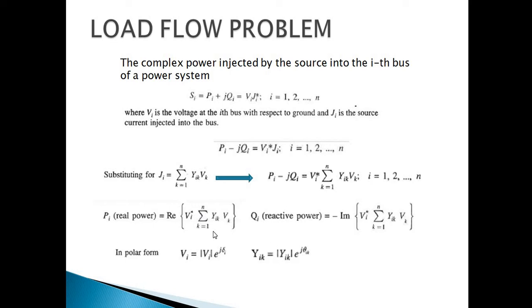Now here both V and Y are complex, so we represent V and Y in polar format. You can use any other complex format, but polar format is useful because we are multiplying. So V can be represented as V into e to the power j delta, that is V is at an angle of delta, and Y is equal to the magnitude of Y into e to the power j theta, that is Y is at an angle of theta.